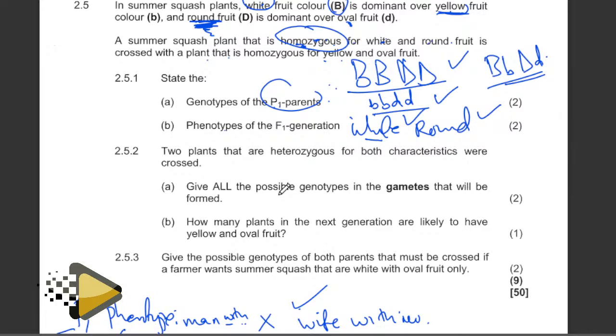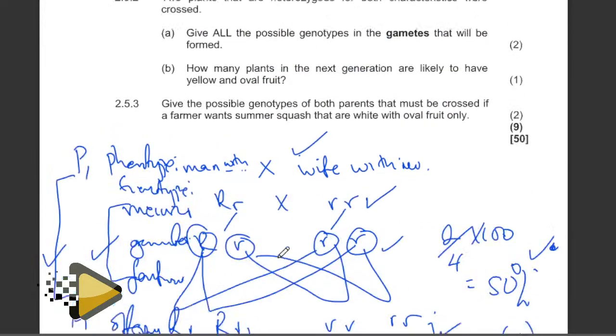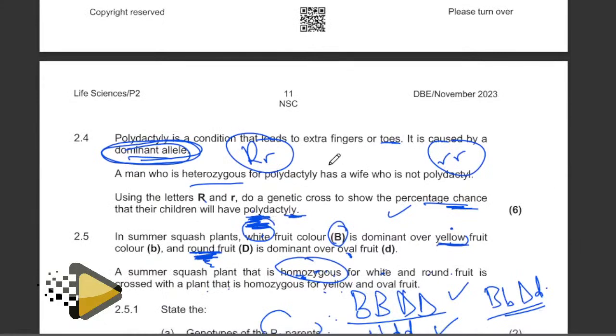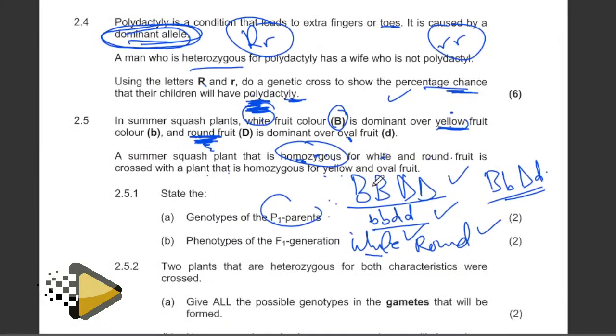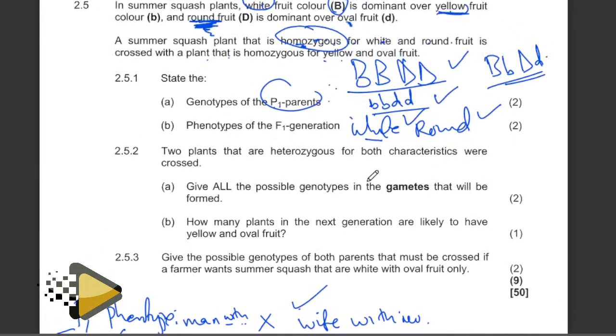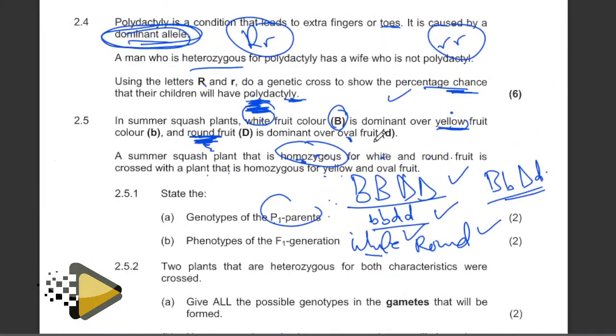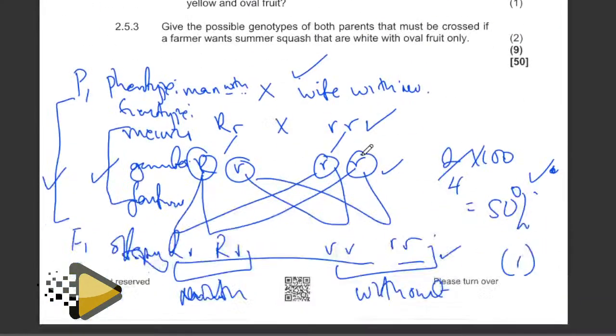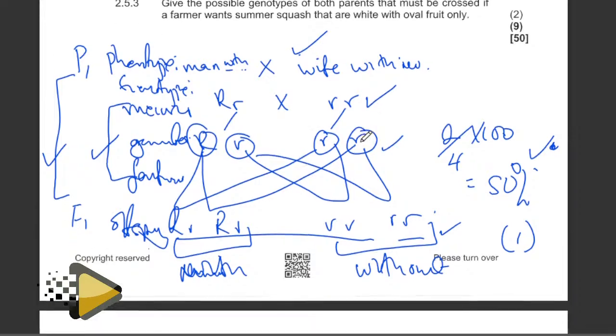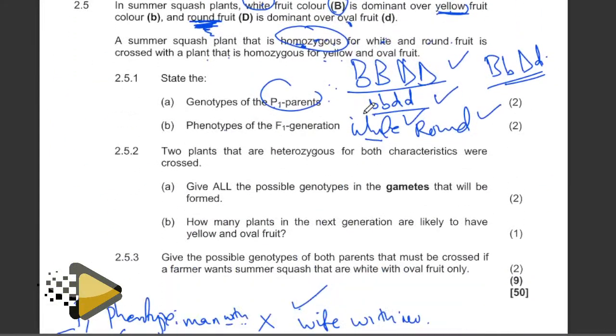Someone is asking me, what if I use X and Y? Guys, I told you that in this generation, you only use X and Y if they have told you to use X and Y. They didn't tell you that this is sex linked, so the answer will be wrong. But if you wrote this and this, then automatically you will get those marks, and if you got the percentage of 50, you'll also get another mark. At least maybe you'll get 4 out of 6. At least you did not come out with 0.